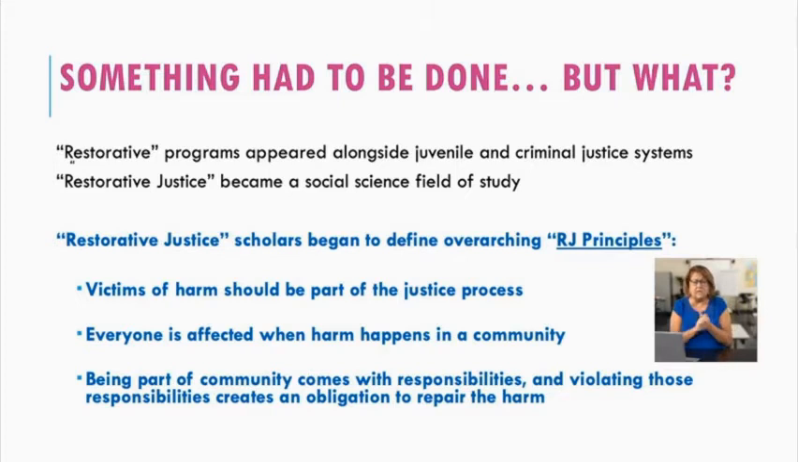And basically they said it has to depend on certain principles. The principles I'd like to share with you now are that victims of harm should be part of the justice process. That's one basic principle of restorative justice. That everyone is affected when a harm is done to a community. So that's another principle, to recognize that more people are affected than just the person who did the harm or even just the person who was directly harmed. And then last but not least is that being part of a community comes with a responsibility. And when you violate those responsibilities, it's on you to repair the harm, to be accepted back into a community.